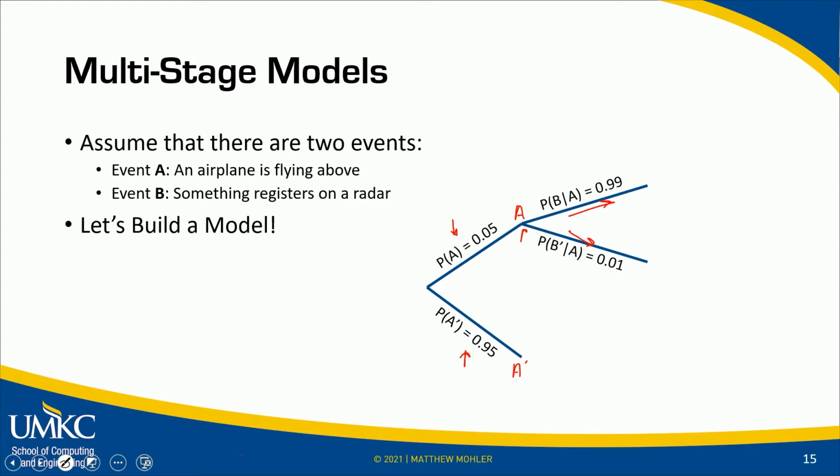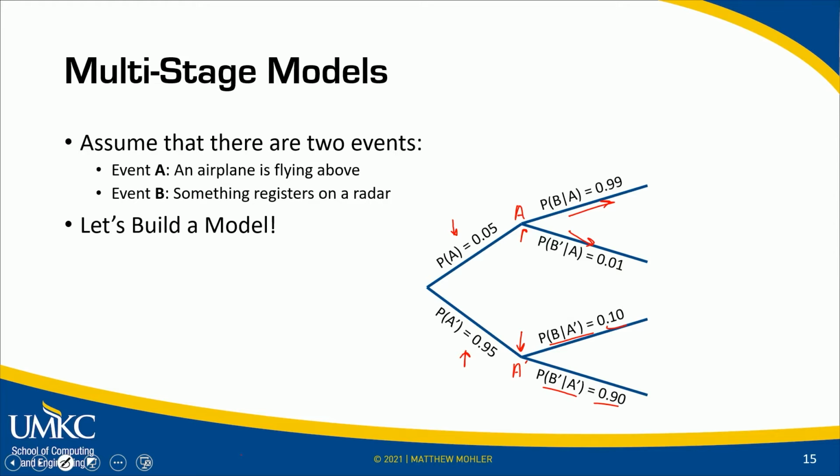Now, on the other end, again, this is A complement. There is no airplane flying above us right now. We have the same type of situation. We need to look at the probability that something registers on a radar, given that there is no airplane flying above, and we'll call that a 10% probability. And then the probability that nothing registers on the radar and that there is nothing flying above us right now, we'll give that a 90% probability. And again, these are both conditioned because we've already made it to this node.